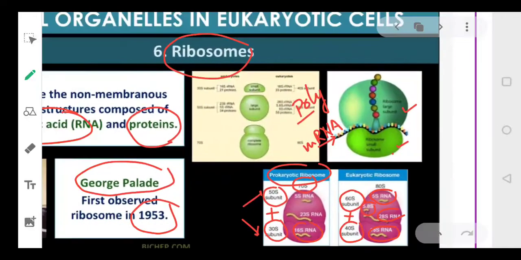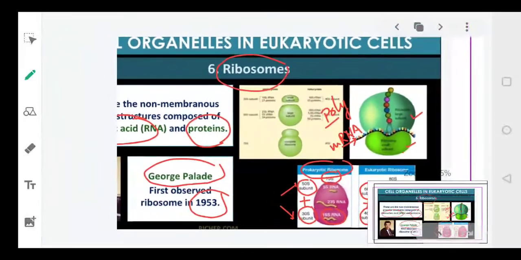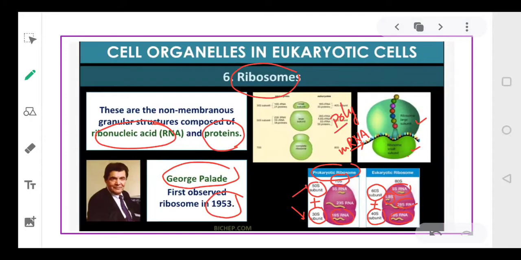And then the protein synthesis will start. So first of all, the smaller unit will combine with the bigger unit. Then the ribosome will combine with mRNA and they will form a polysome, and then the production of protein will start. Okay, I think this much is clear everyone.